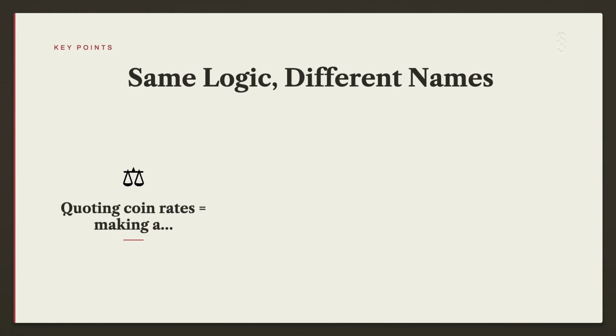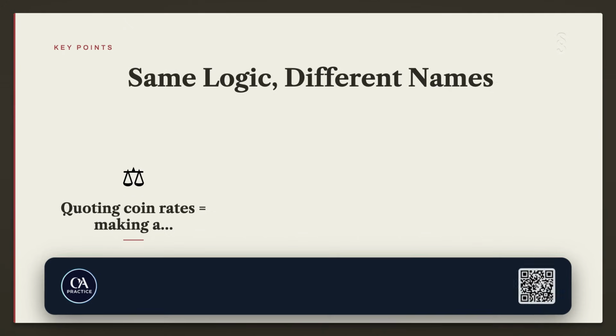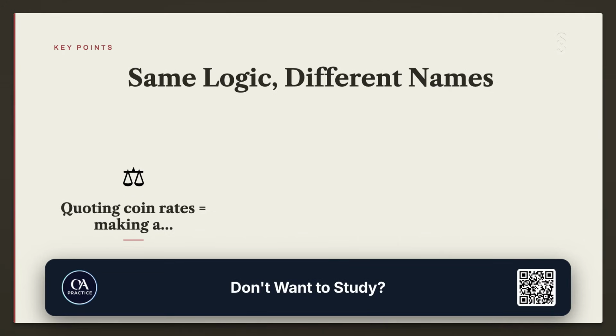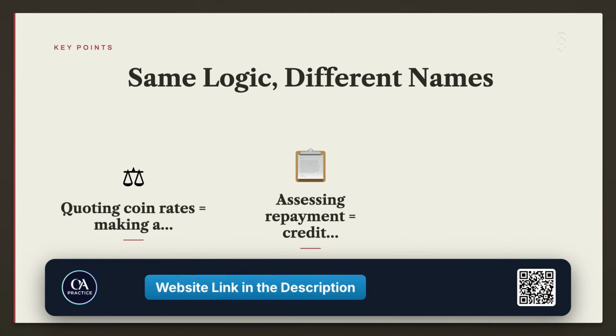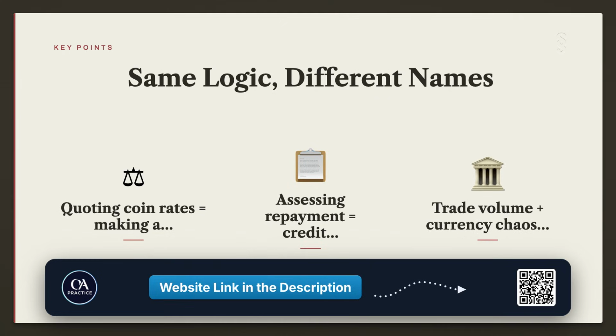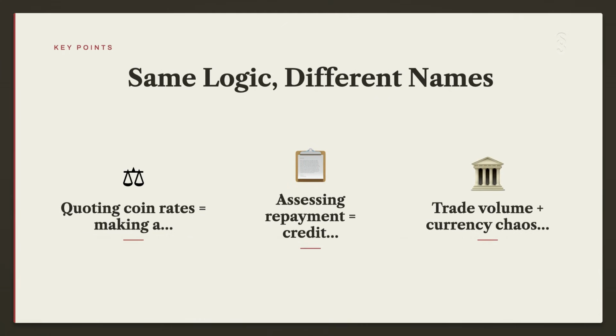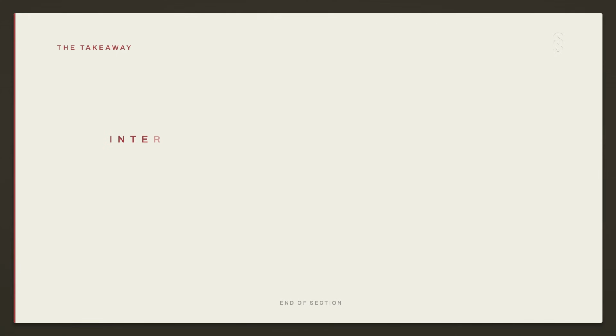It's tempting to call ancient banking primitive, but the economic logic was identical to today's. A trapezite quoting a coin rate was making a market, and an argentarius judging a merchant's creditworthiness was doing credit analysis, all driven by the sheer trade volume and currency chaos of the Mediterranean.